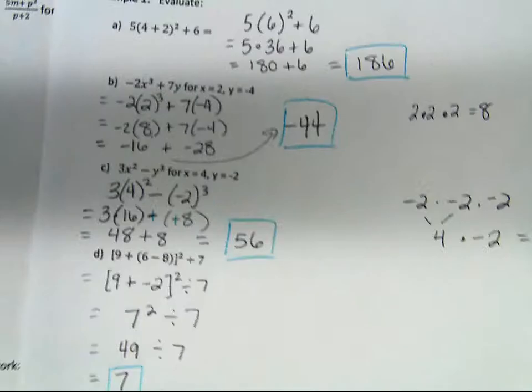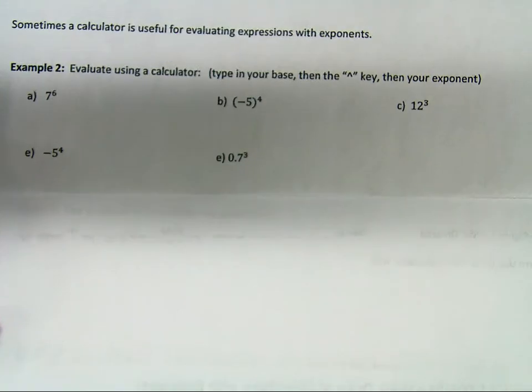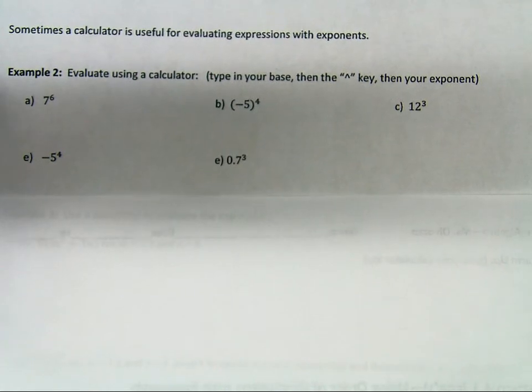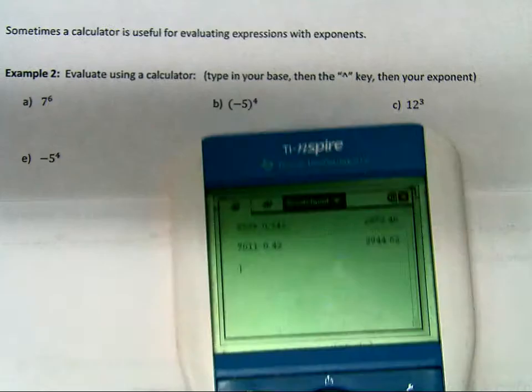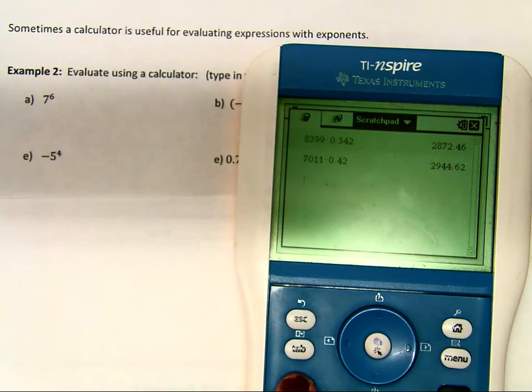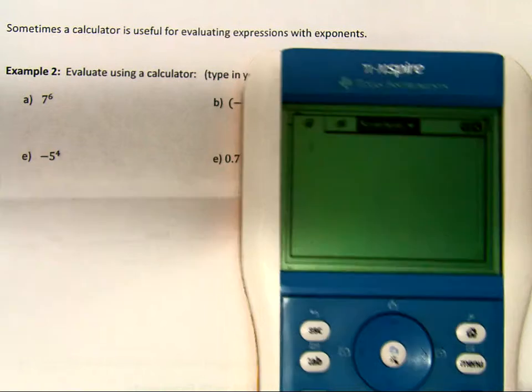Okay, moving on. So we're going to evaluate these next ones using a calculator. So it says sometimes the calculator is useful for evaluating expressions with exponents. So evaluate using a calculator. So we're going to take out our handy dandy calculators here and clear out anything that's on there. So I'm going to hit Control, Menu, Clear History, and then that'll clear everything out.